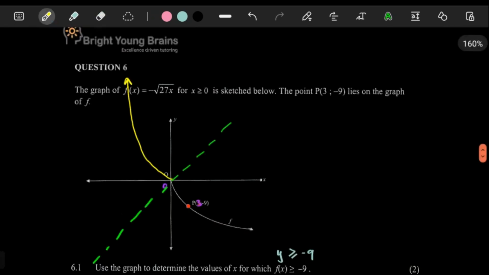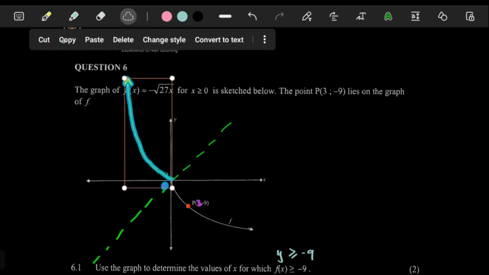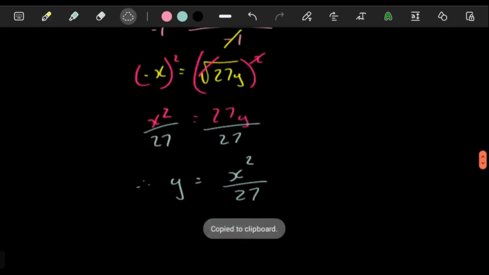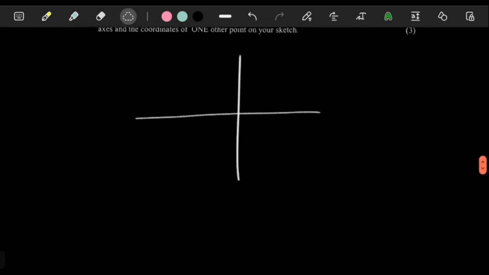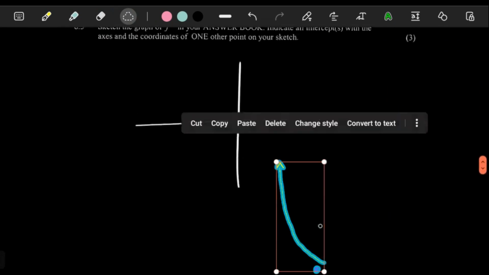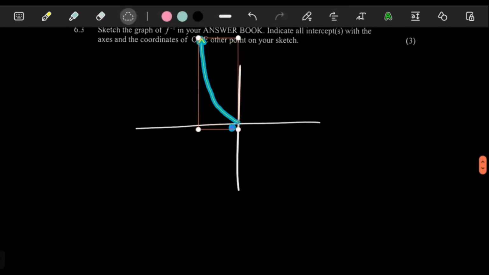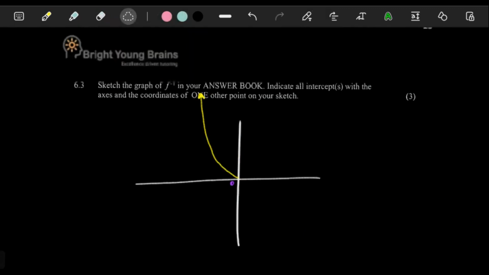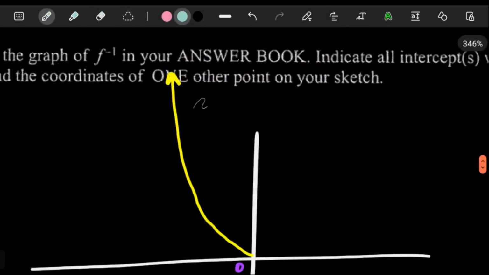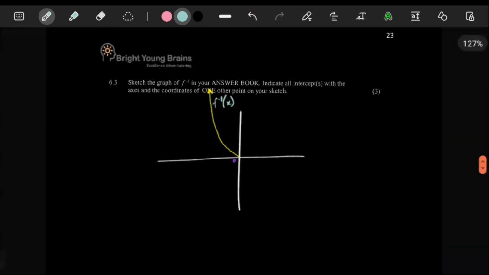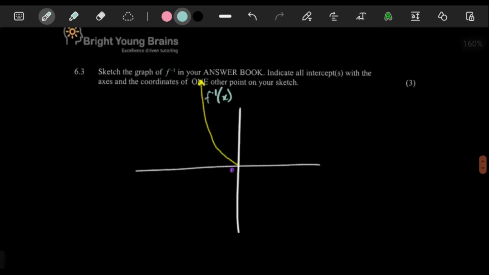This is what your inverse would look like, you see. So let's just take this and put it over here, and right down here. So that's what our inverse would look like, something like this. There we go. Labeling it, we can just put -1 there. And then that's going to give us 3 marks.